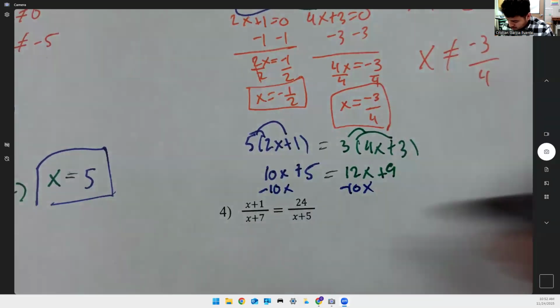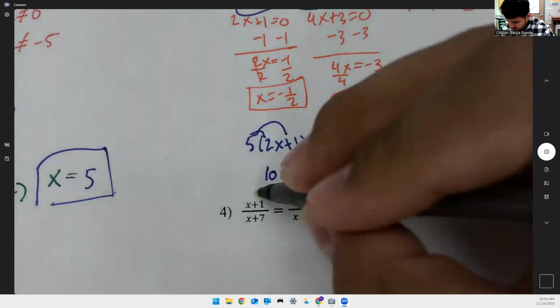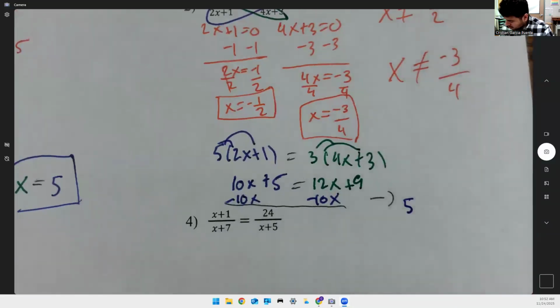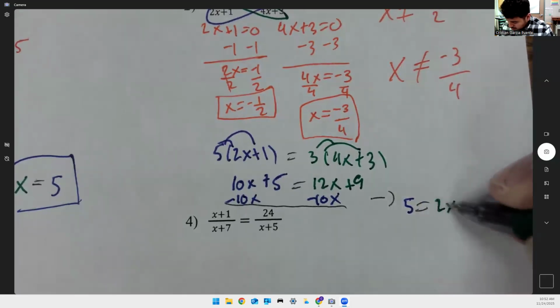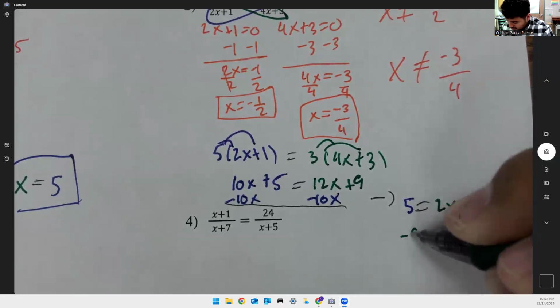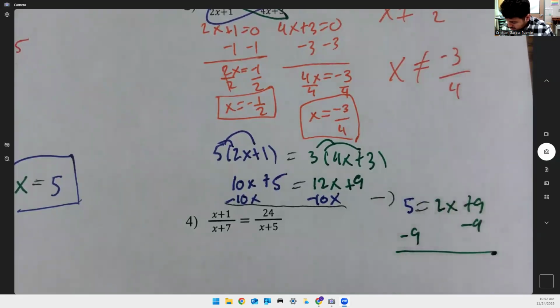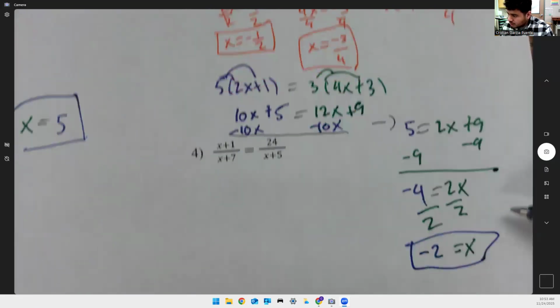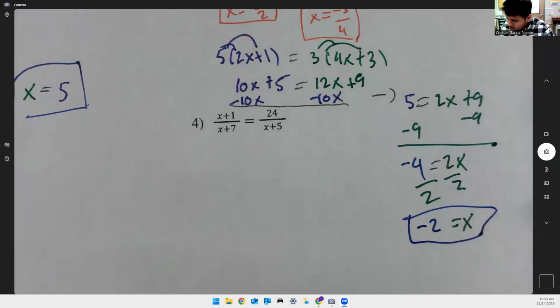So you'll be left with, here, I'll put it over here. 5 is equal to 12x minus 10x is just 2x plus 9. Subtract 9. So you'll be left with -4 is equal to 2x divided by 2. So x is equal to -2, which isn't one of our excluded values, so we are done.